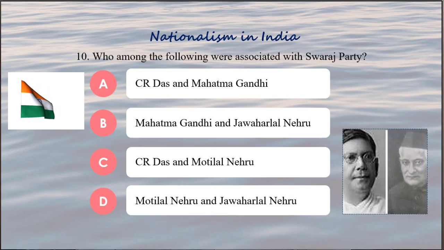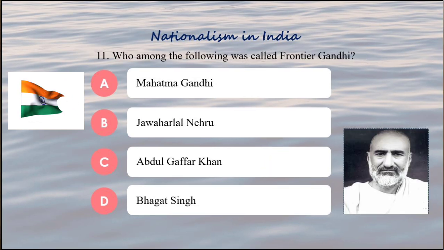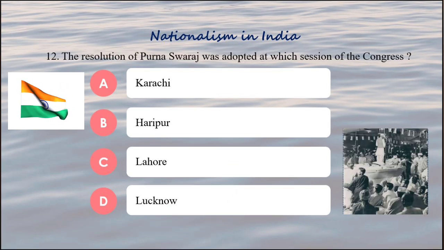Who among the following were associated with the Swaraj Party? C.R. Das and Motilal Nehru, so option C is correct. Who among the following was called Frontier Gandhi? Abdul Ghaffar Khan, so option C is correct. The resolution of Purn Swaraj was adopted at which Congress session? Lahore session, so option C is correct.